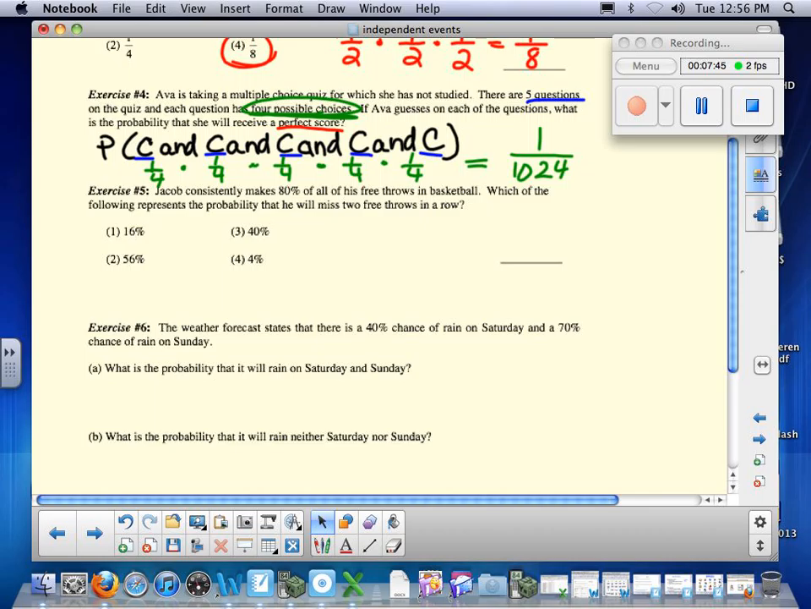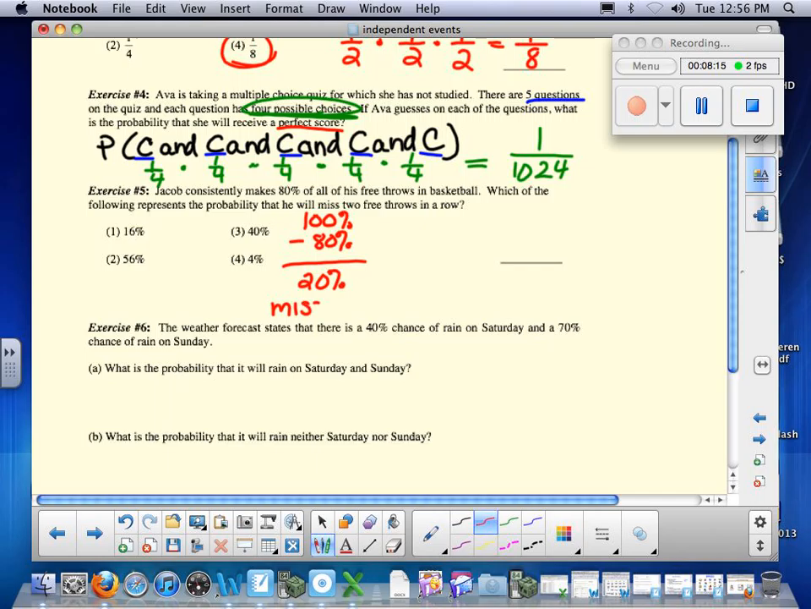Number 5. Jacob consistently makes 80% of all of his free throws in basketball. Which of the following represents the probability that he will miss 2 free throws in a row? Hold on. It said that he makes 80%. How do I know what he misses? 20. Okay, yep. So the 100% minus the 80% that we know he makes leaves 20% that he misses. Okay, so we got that.